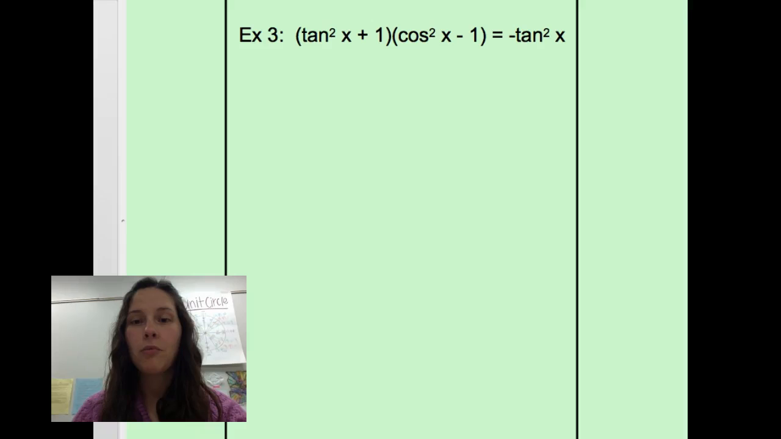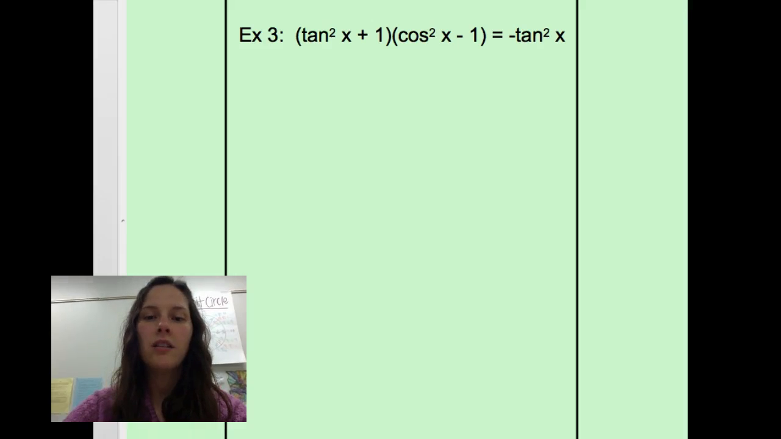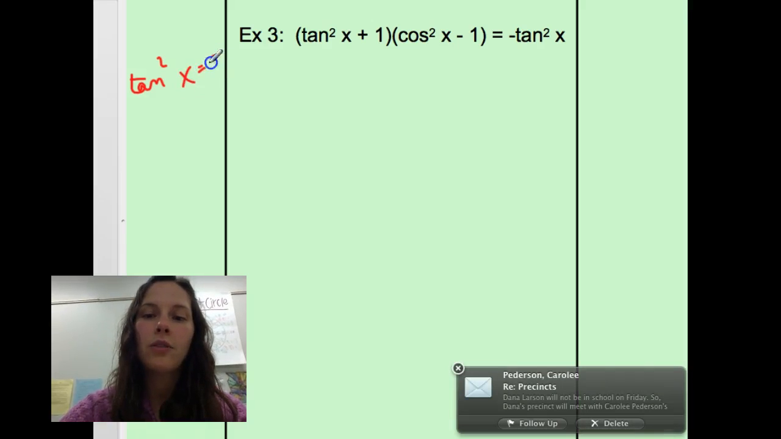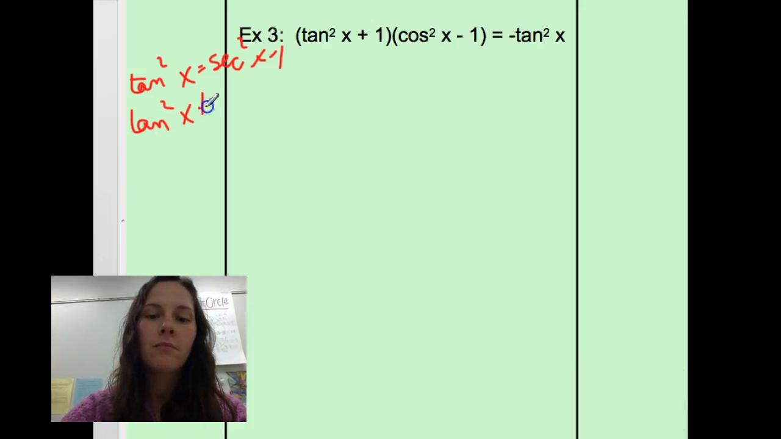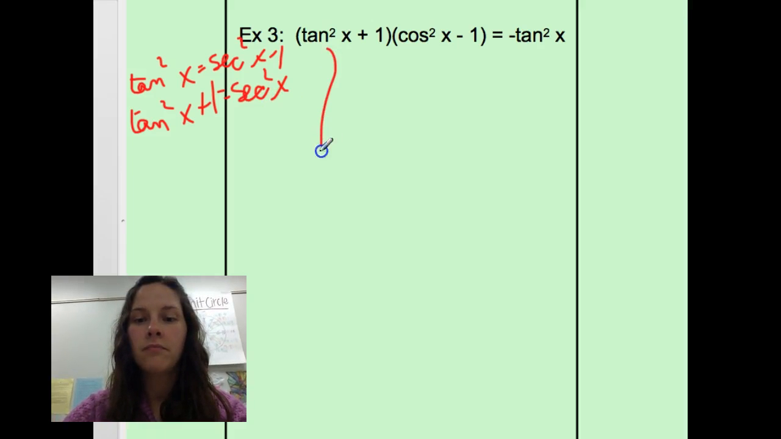And our last example before your try, what this might look like is FOILing. But the first thing that we would do is tangent squared times cosine squared, and then we would have a big mess. So what I'm seeing instead are two Pythagorean identities. Tangent squared, we'll go off to the side here again. So our Pythagorean identities, tangent squared equals secant squared minus 1. So when I rewrite this to be tangent squared plus 1, that will equal secant squared. So that's the first substitution.